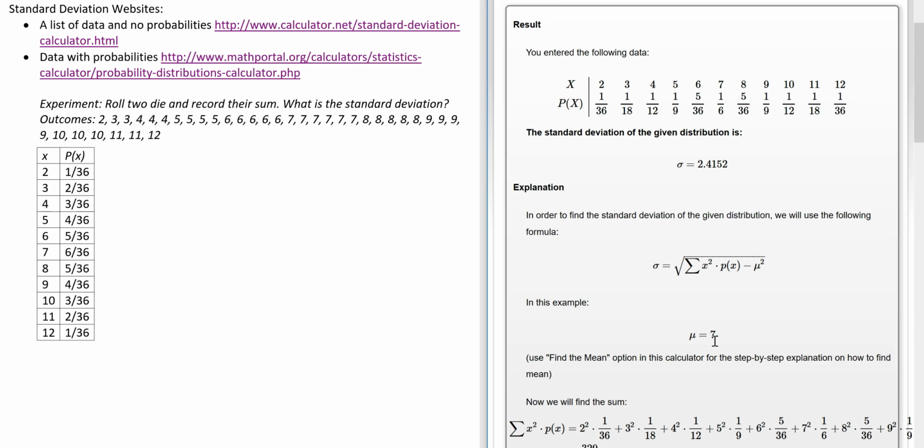12. So what we can know now is that from the mean, if we were to subtract 2.4 and add 2.4 to that 7, that would give us a range of values where we would expect about 68% of the data values from our list to be.